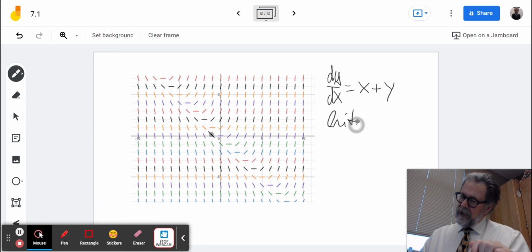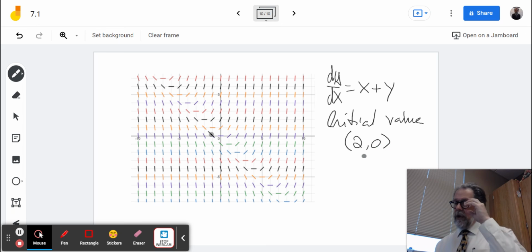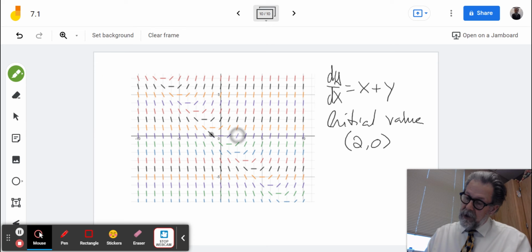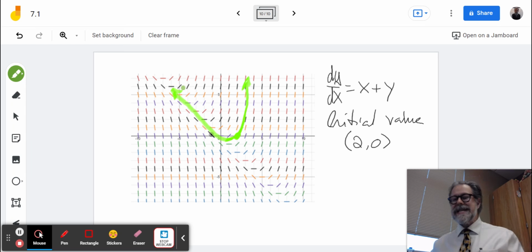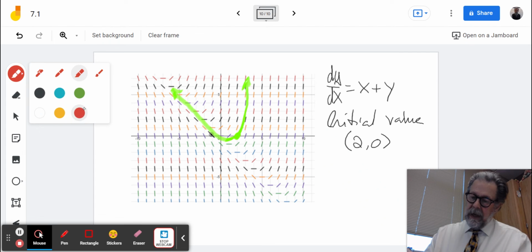So let's add an initial value to this problem. Let's say that I am told that this function, my original function, goes through the point 2, 0. Well, 2 comma 0 is right there. And if I follow the slopes, I see that it goes up very steeply from here, and that it flattens out very quickly right about there, and then goes back up steeply, which means that this function has an asymptote on that line right there.